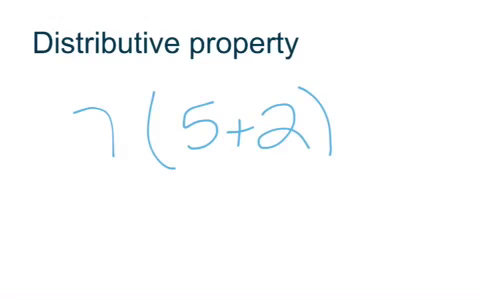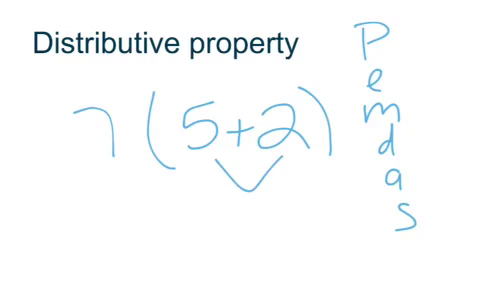I want to quickly talk about the distributive property. When you think about distributing something, it means you're delivering it. So there are two ways to solve this. First, we could do what we've been doing with PEMDAS. We're going to do what's in the parentheses first. So 5 plus 2 is 7. And then we know a number next to parentheses means to multiply. So there we have 7 times 7 is 49.